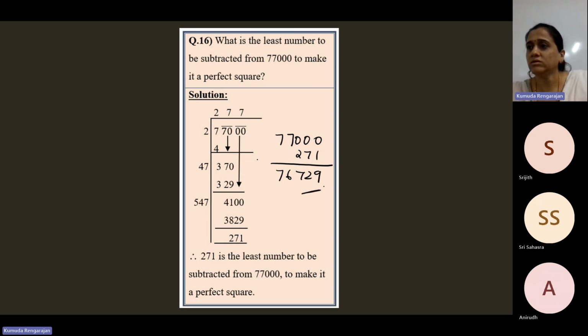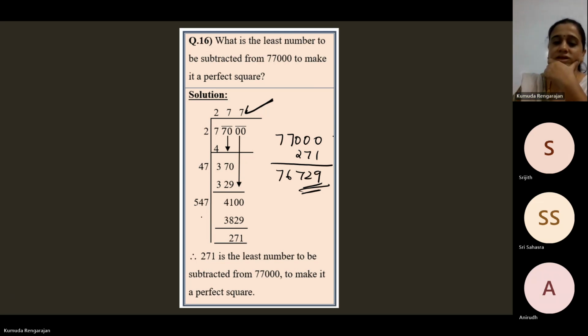What's the square root? You don't have to work. This only is a square root. The square root of this number is 277, because you're getting the quotient as 277. This is the remainder. So obviously, when you subtract the remainder, this will be the square root.